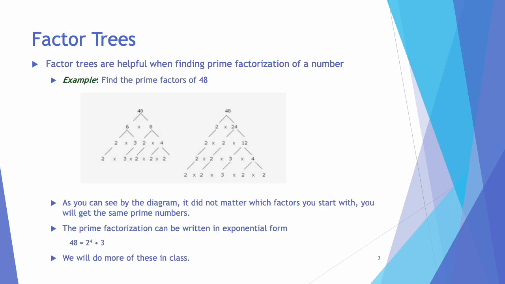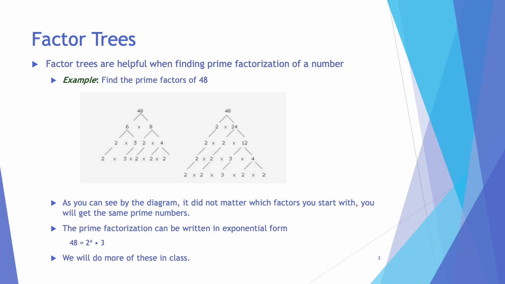An easy way to find the prime factorization of a number is to use what are called factor trees. And you may be familiar with these from earlier schooling. But the factor trees are helpful when finding the prime factorization. If I want to find the prime factorization of 48, I write 48 at the top. Then I find two factors that are multiplied together that give me 48.